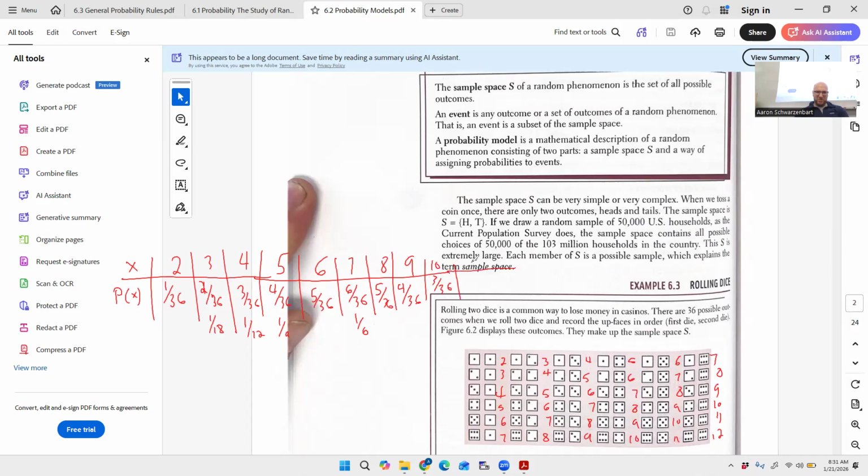So this whole thing that I'm writing out is a probability model. Does that make sense? I'm not stating the specific ones that make up the 7. I'm just stating its probability. And I'm doing that for every possible outcome in my sample space. Not so bad, is it?